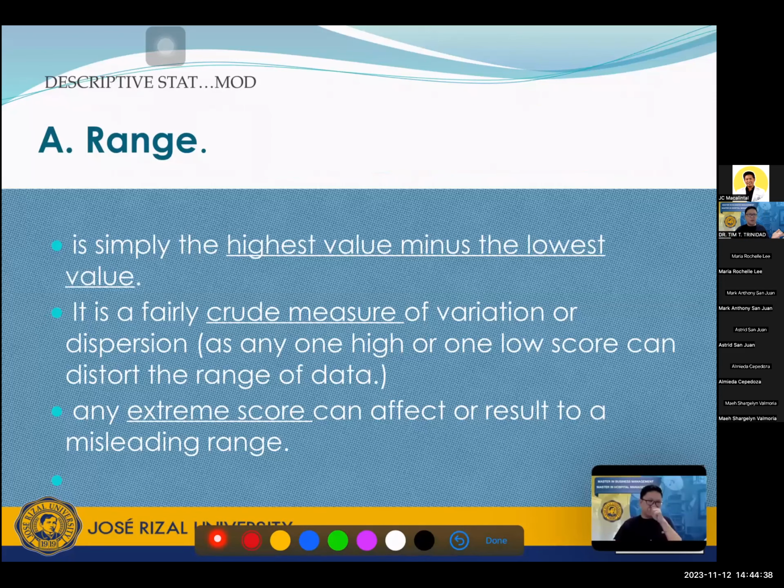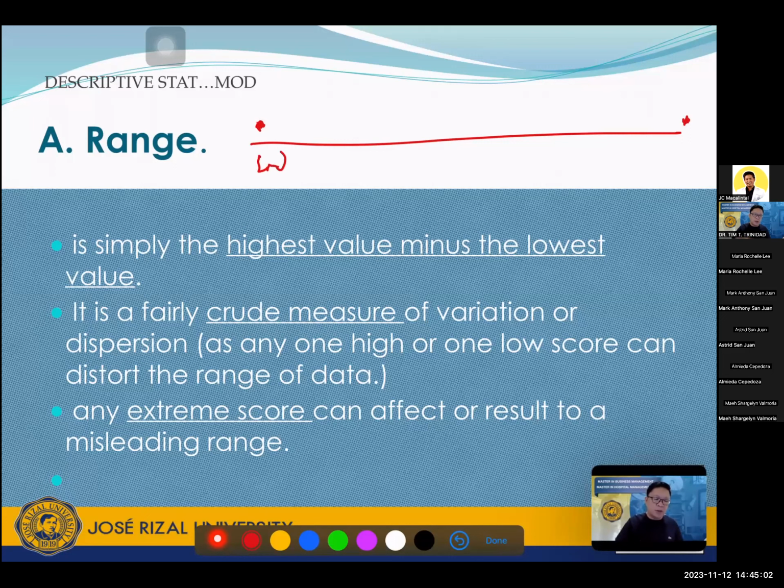Okay. Let's talk about the range. Range will just simply be the highest value minus the lowest value. It is a very crude measure of variation because what you see is only the tip, the beginning and the end. So you will be talking about the lowest number and the highest number, and you lose sight of what's in the middle. That's why it is a crude measurement. You can get extreme scores that affect the result to a misleading range.